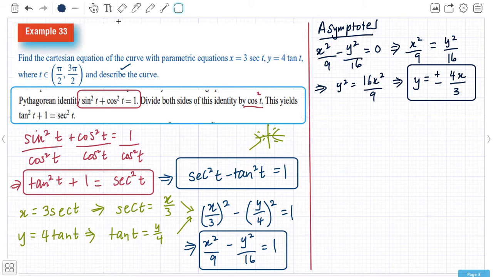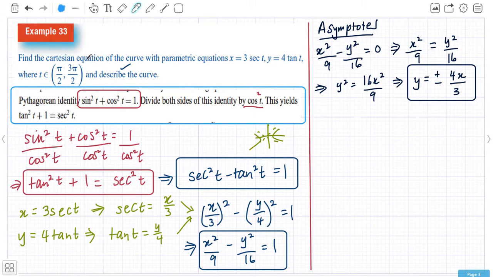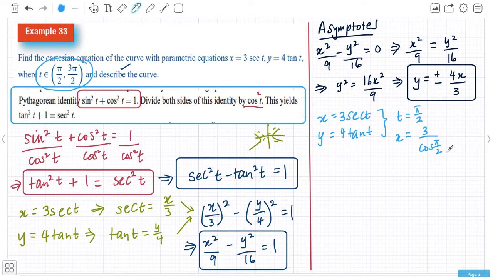Now, for the graph, we actually have a really important restriction here, which is on the t up here. So what we should do is actually look at x equals 3 sec t and y equals 4 tan t. Consider what happens for different values of t. So with these ones, when t equals pi on 2, you're going to end up with x equals 3 over cos of pi on 2. Now we know cos of pi on 2 is actually going to be 0. This is 3 on 0, which is infinity.